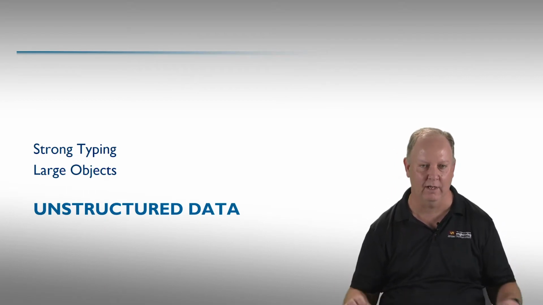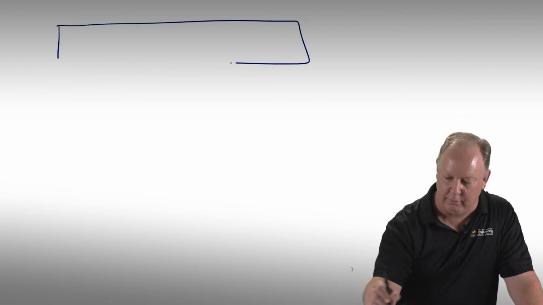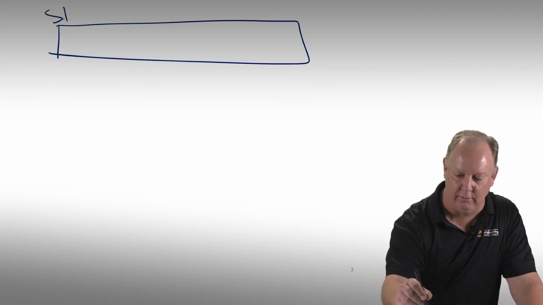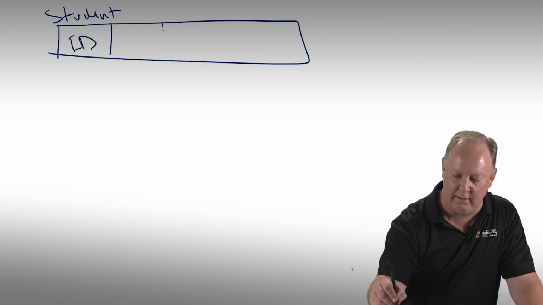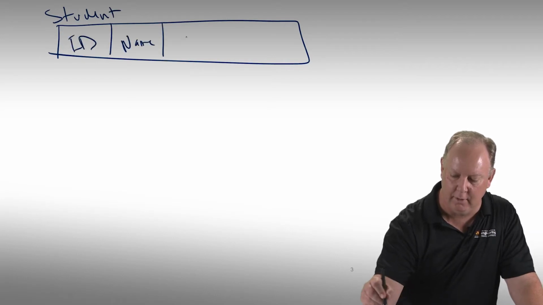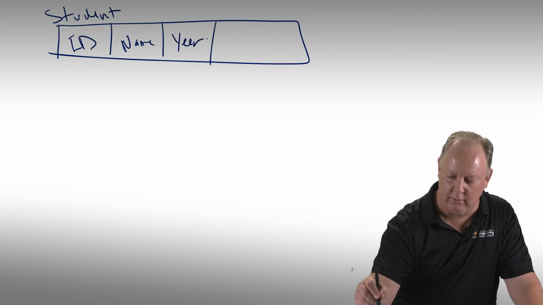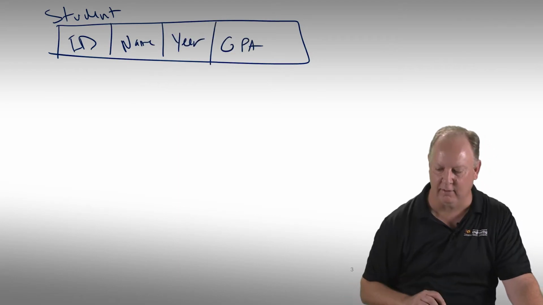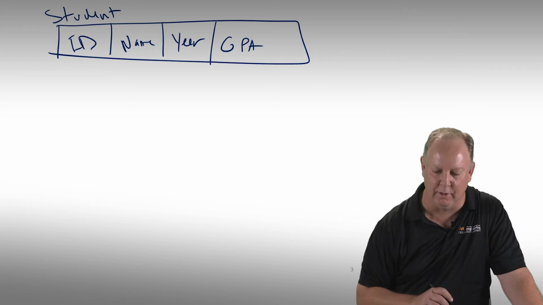So what does unstructured data mean? Well, think about it this way. When we're working in a relational database and we talk about our schema with different tables, right? So let's say I have a student relation, you've seen this before, and I have, let's say, an ID, name, a year in school, and let's say a GPA. All right, let's just say we have a simple schema like that.